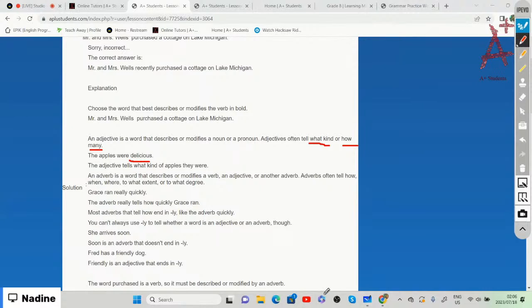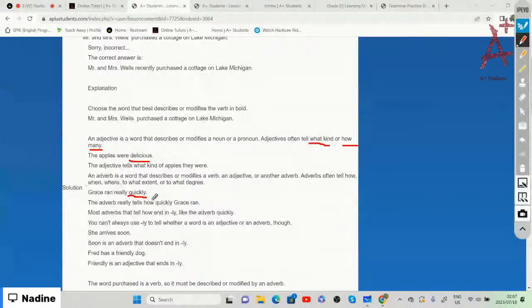And if we look at an example of an adverb, right, it says Grace ran really quickly, right? So how did Grace run, right? She ran quickly. So quickly tells us how Grace ran, right? So the adverb is quickly and it tells us how Grace ran. So how. So we see adverbs often tell us how, when, where, to what extent, or to what degree, right?